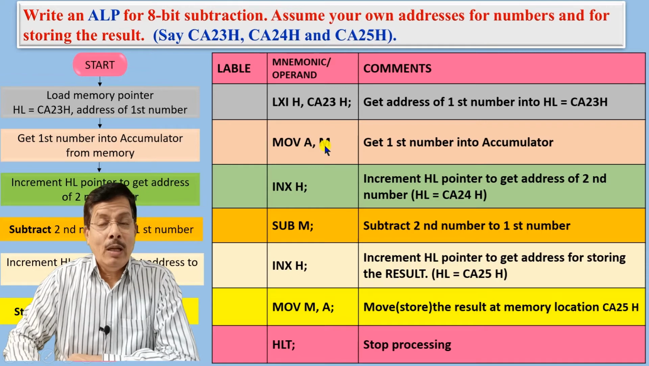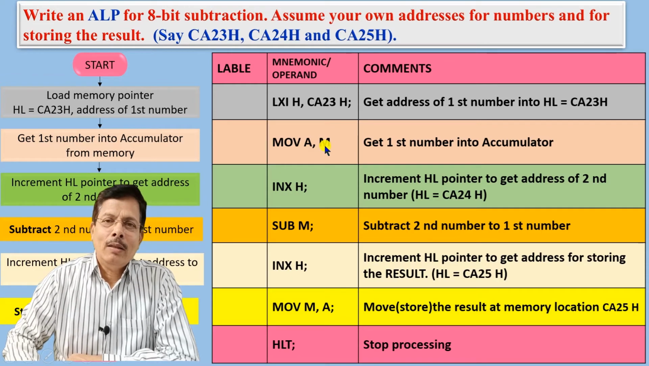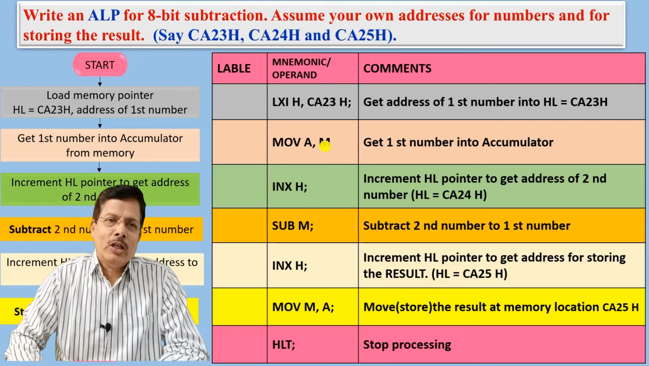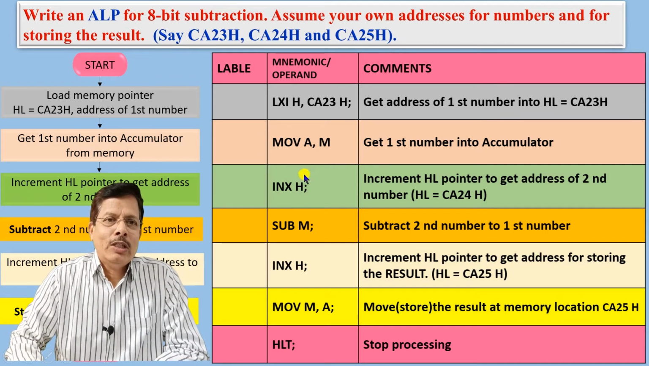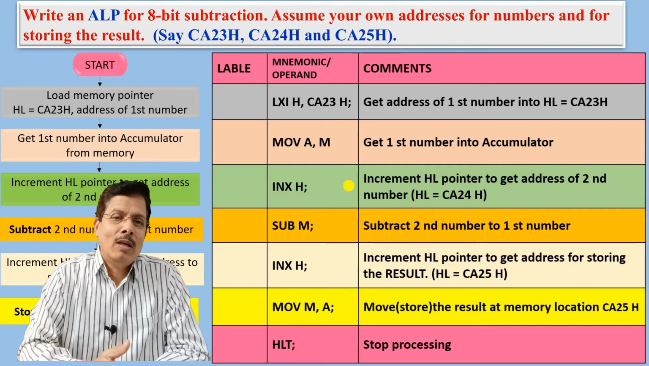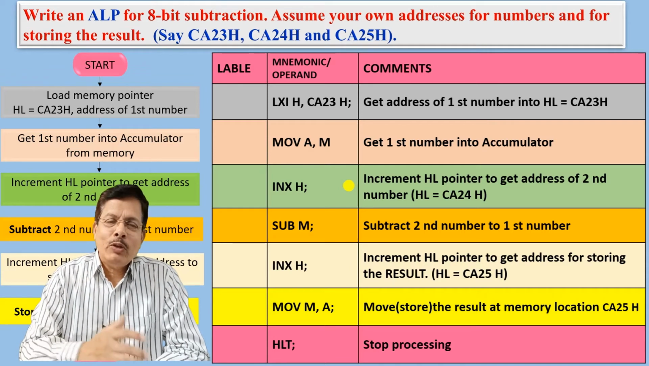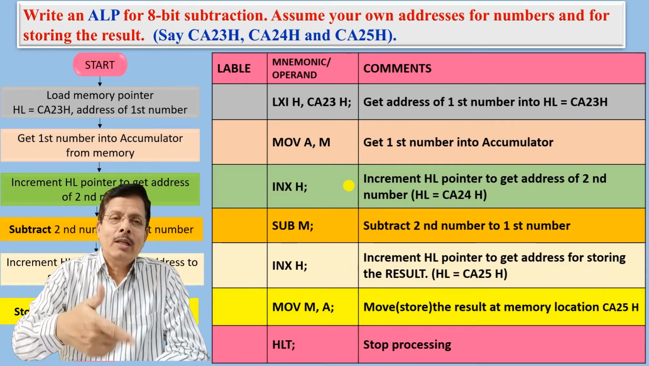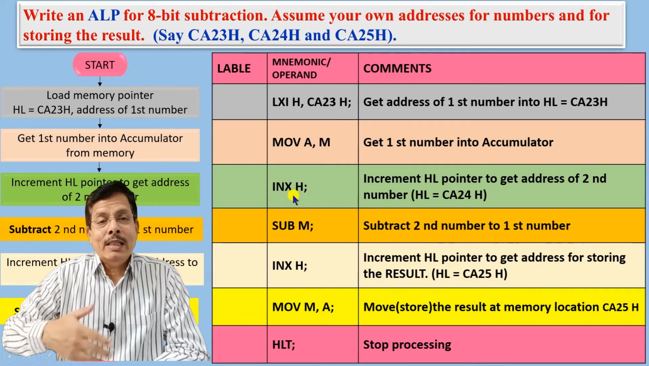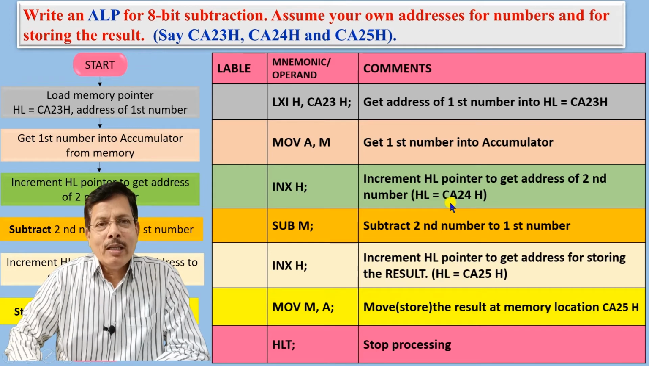And when capital M is there, you know that the memory location is always pointed to by the HL pair. So with this instruction you will get the first number into the accumulator. Now we want to access the next number, and in order to get it we should increment, update the pointer, and for that INX H, increment the HL pair. So the memory pointer is incremented and it is now pointing to, say, CA24.